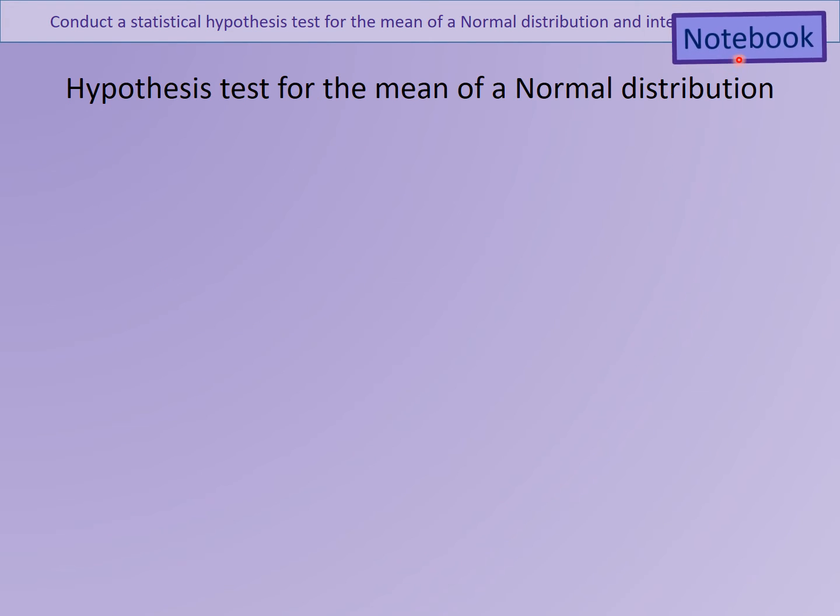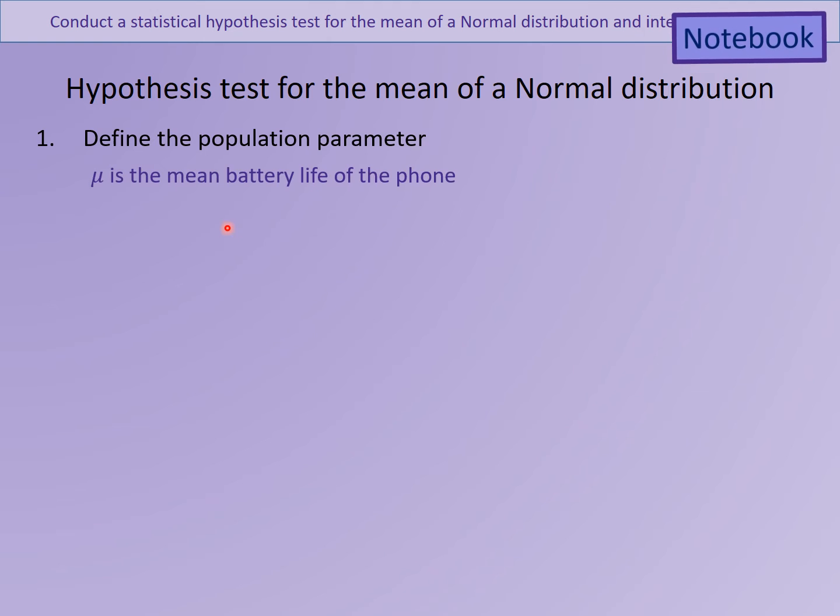Okay, so grab your notebooks, make sure you've got these steps written down. The first thing you need to do with any hypothesis test is just define the population parameter. So that's basically writing out the distribution. In our case, we're looking at mu being the mean battery life of the phone. So that is what our mean represents, the mean battery life of the phone. Make it nice and clear what it actually is. You've got the population parameter.